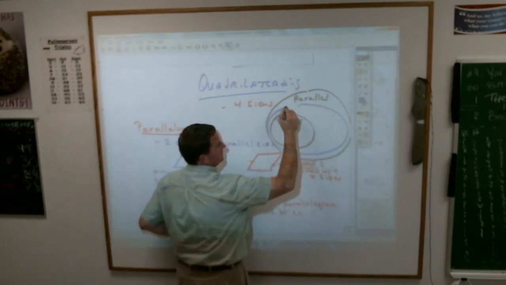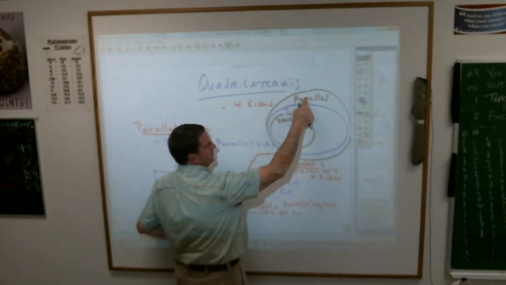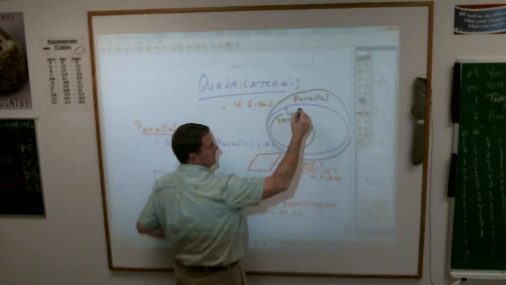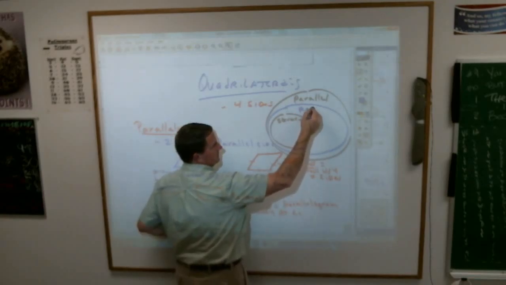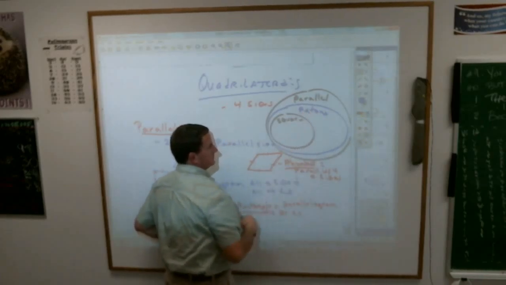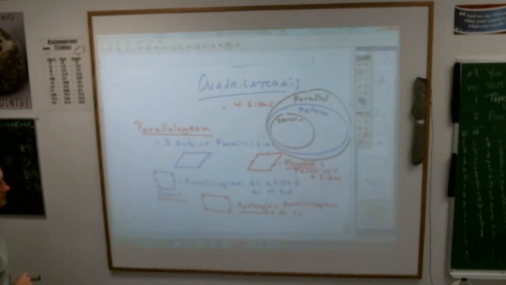Because all rectangles are parallelograms, and all squares are rectangles, right? Correct? Would that be correct? Is there a square that's not a rectangle? No. So they'd have to all fall inside it.